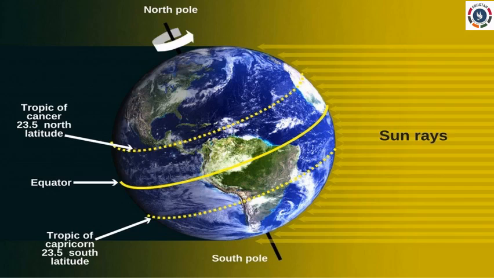So torrid zone lies between Tropic of Cancer in the northern hemisphere and Tropic of Capricorn in the southern hemisphere. The torrid zone always has wet and hot climate. So why does it have hot and wet climate? Because the sun rays fall directly near the equator. So it is hot.